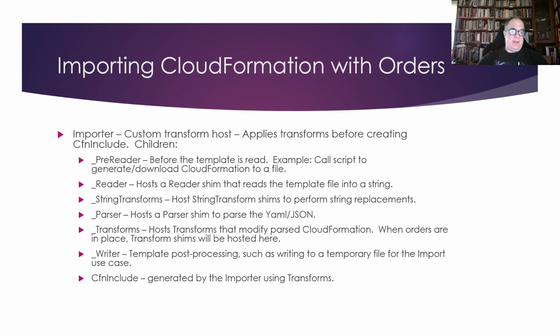And then the writer runs, and the writer will stringify the template, and it will write it out to a temporary file. That is because CFN include takes in a file name. It does not take in CloudFormation the way that it used to, which is too bad, but it's something I have to deal with. So that's what we do. And then we have the CFN include, which is created by the importer after you've added all of your transforms to it.